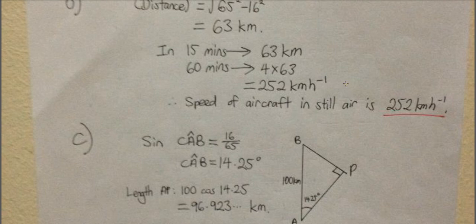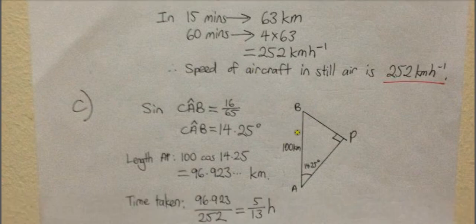Part C. We are trying to chart the course of the pilot such that he's able to reach point B, which is the required destination, 100 kilometers away. So by plotting a simple diagram, which looks something like this, and the point P here, which is a similar triangle to what we see on the diagram.